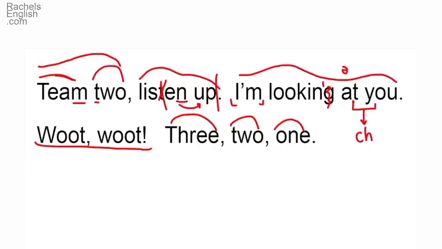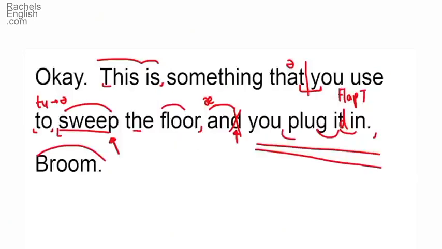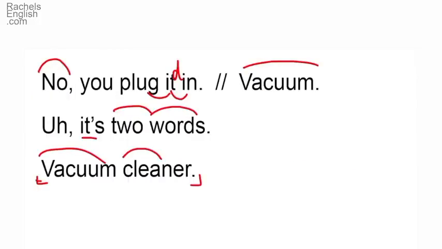And now the conversation 3 times. Team 2, listen up. I'm looking at you. 3, 2, 1. Okay, this is something that you use to sweep the floor and you plug it in. Broom. No, you vacuum. That's 2 words. Vacuum cleaner. Vacuum cleaner.